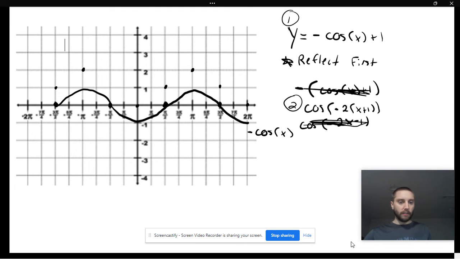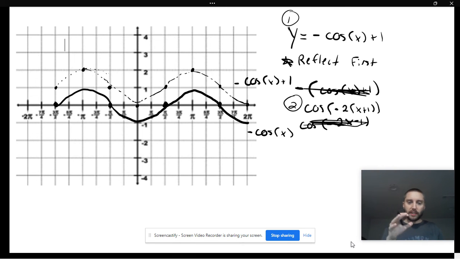I'm going to give it a dotted graph here. What happened here? Oh, I missed this dot here. That's what happened. And so this graph right here would be my final negative cosine of x plus 1. So really pretty straightforward there, right? A nice little reflection over the x-axis, and everything got moved up one.